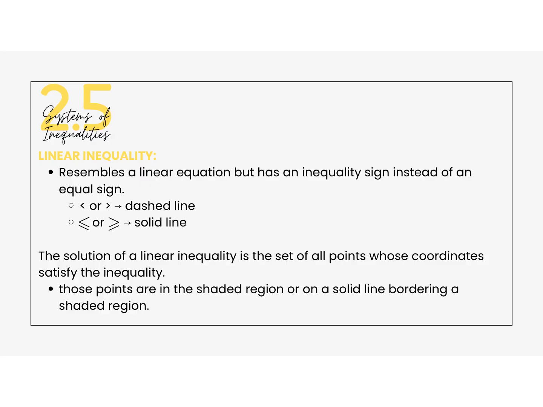The solution of a linear inequality is the set of all points whose coordinates satisfy that inequality. So it's going to be a shaded region. It's going to be any point in that shaded region or on a solid line that borders the shaded region. So stick with me, and when we actually do an example, I think that will make more sense.